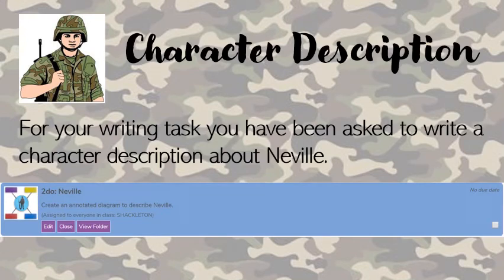For the next task, your writing task, you are going to write a character description of Neville. You've read 5 chapters of the book now, so you have a pretty good idea of what kind of soldier he is, what type of person he is, and I'm sure you have lots of lovely adjectives that you could use to describe him. The task for your to-do is to create an annotated diagram. There's a picture of Neville and there are words that you need to fill in around it. Once you have done that, we would like you to then write a paragraph describing the character of Neville.